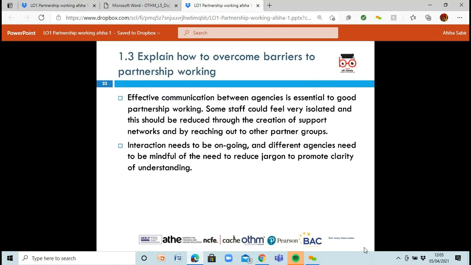So effective communication is extremely important to partnership working, because some people can feel quite isolated sometimes when you've got partnership working. If your job is to go out and visit patients day in, day out, you might not go into the office, you might not see anyone, so you've got to make sure that you get in touch with them. Have WhatsApp groups for your whole team where you're just discussing work. Make sure everyone's in the loop.